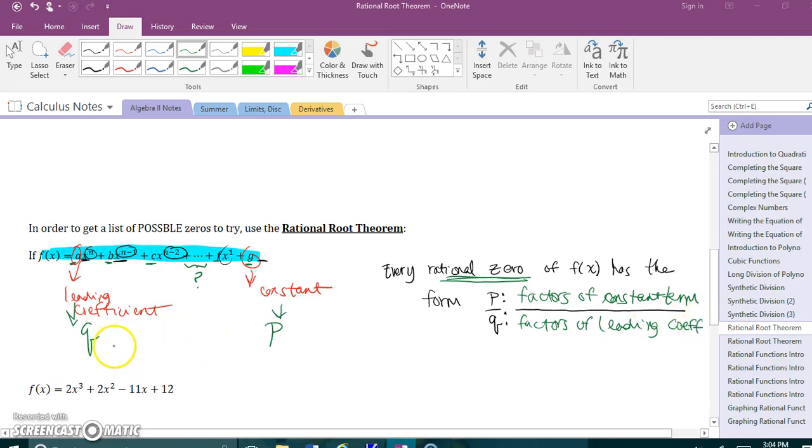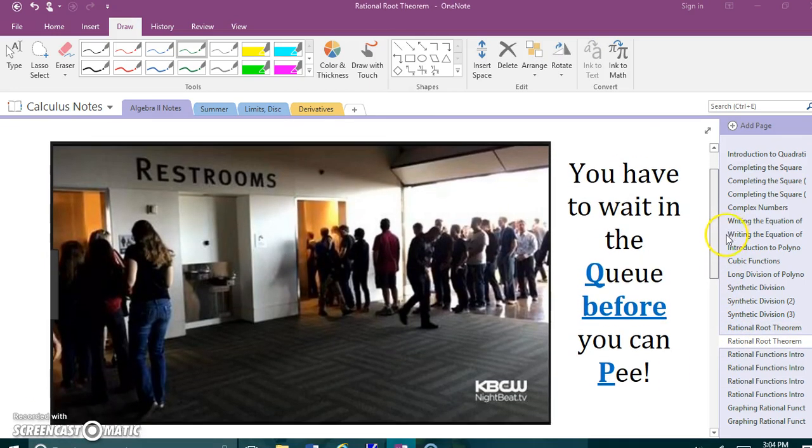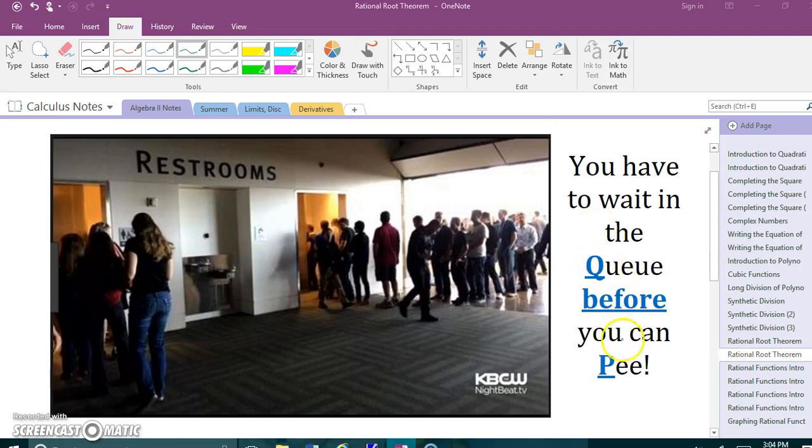Now, if you get confused remembering that Q comes before P, what you can think of is that in England, instead of saying the word line, like a line of people, they say a queue of people, and you can remember the following. You have to wait in the queue before you can P. So Q is going to come before P. And I know this is probably the most ridiculous memory tool ever, but honestly, I always think of this whenever I do it myself. So if it's going to help you, remember that.